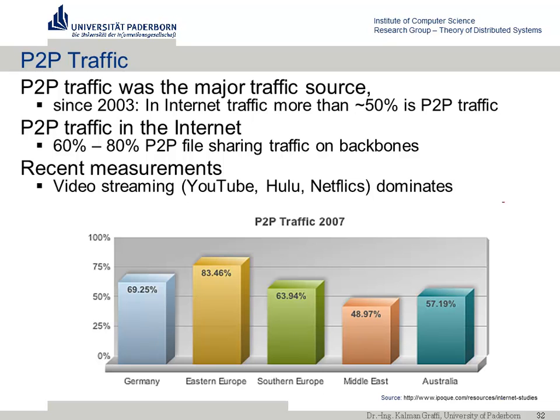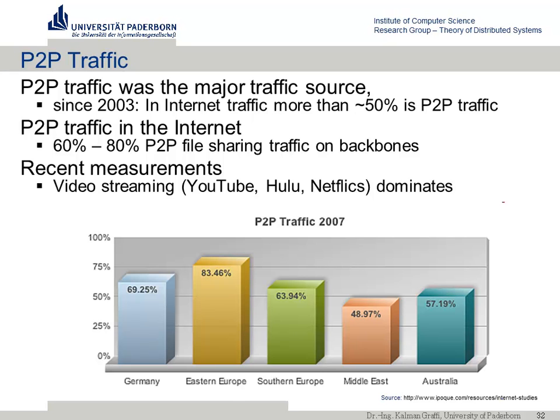Okay, and still nowadays, let's say from the year 2000, this is from 2007, showing a result of IPOQUE, a company doing measurement studies, and they found out that the peer-to-peer traffic in 2007 was between 60 and 80% on the backbones of the internet. In Eastern Europe, 83%, and so on. However, that was 2007. Since 2008 basically, there's a decrease in the ratio of peer-to-peer file sharing traffic, and a shift more to video streaming.